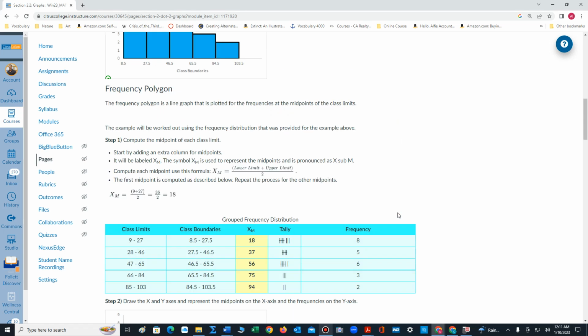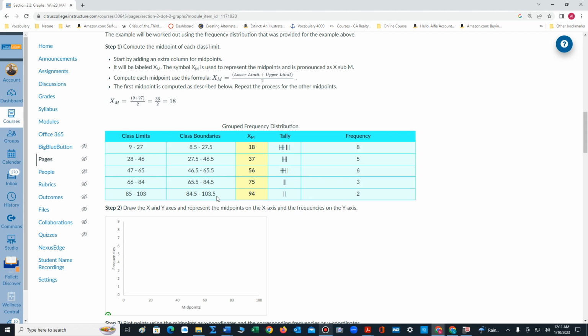In this video, I'll demonstrate how to construct a frequency polygon. It's a line graph that uses straight lines to connect the points plotted for the frequencies at the midpoints. So the very first step that we have to perform is to compute the midpoint of each class.